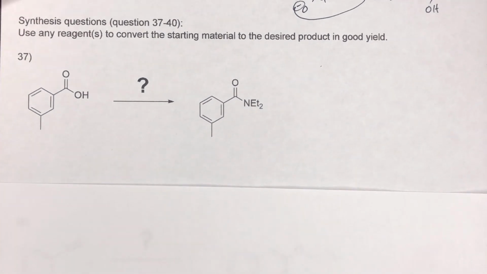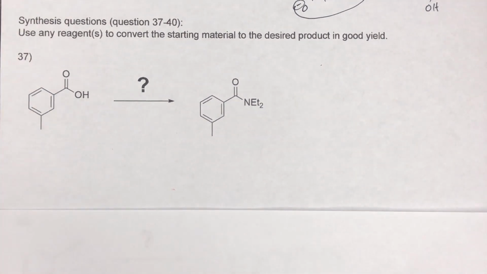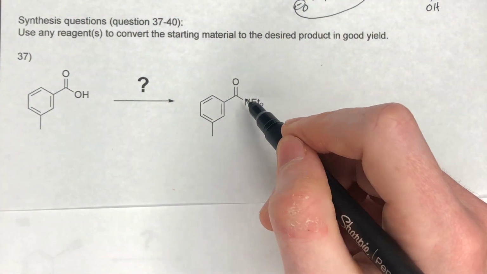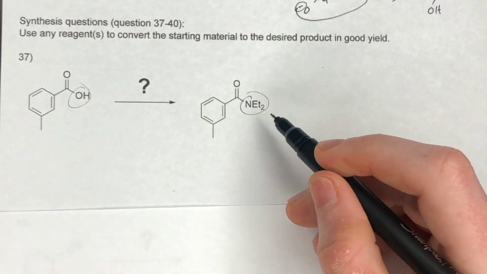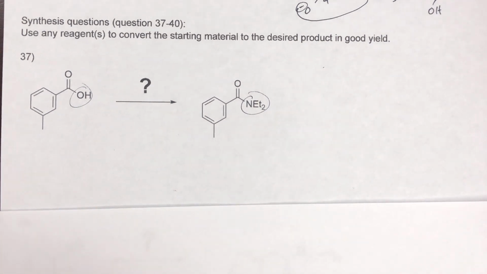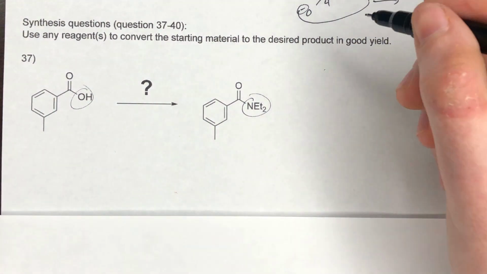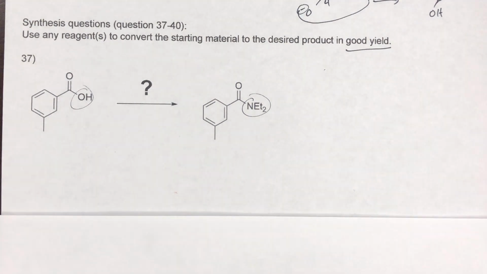All right, now our last 4 questions are synthesis, and this kind of ties all of these many ideas together. So we want to transform our starting material to this product. So the thing that we see is different is this diethylamine has been added to that position. So you may just immediately jump in and say, well, why can't you just use the diethylamine and undergo nucleophilic acyl substitution at that position and kick out the OH? That's not completely unreasonable, but the OH is a bad leaving group. And this question is asked to make this product in good yield.